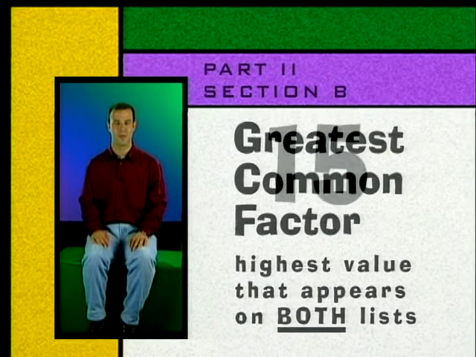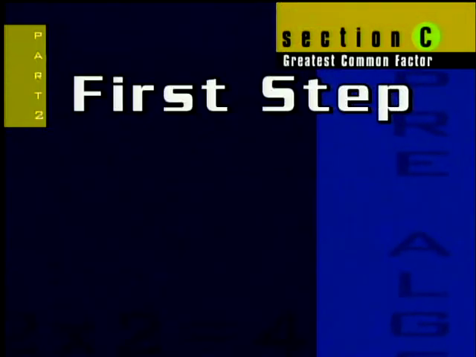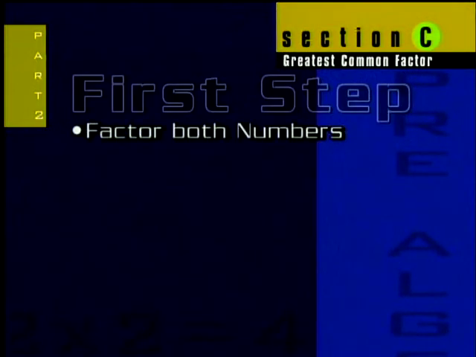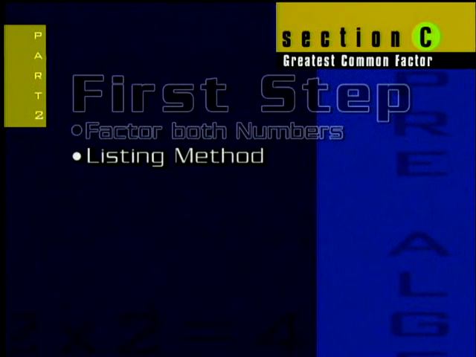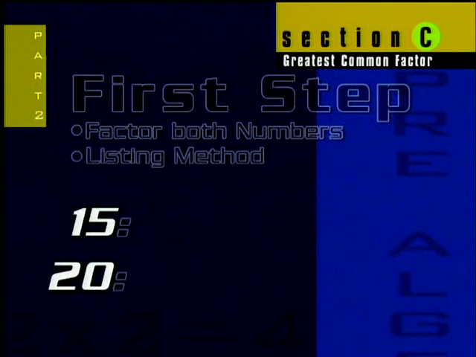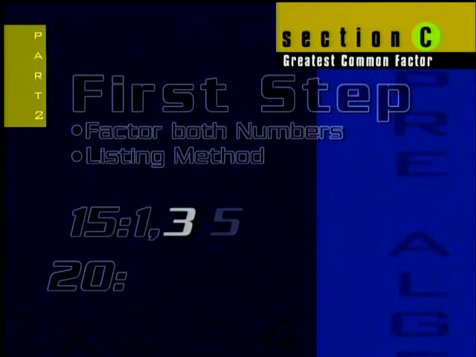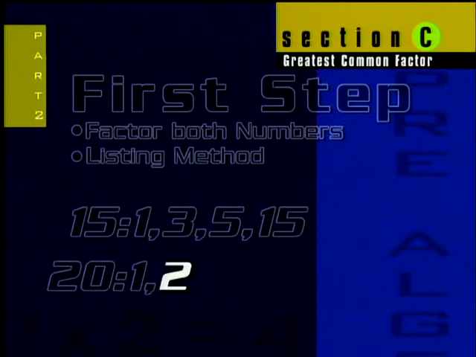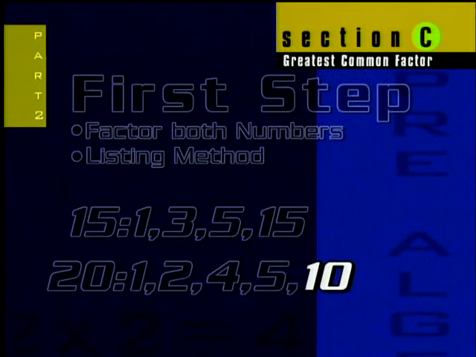Let's try this with the numbers 15 and 20. Our first step is to factor both our numbers. We're going to do the listing method this time, so let's list the factors of 15 and 20. The factors of 15 are 1, 3, 5, and 15. And the factors of 20 are 1, 2, 4, 5, 10, and 20.